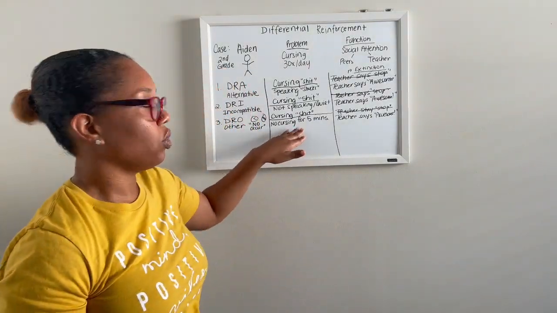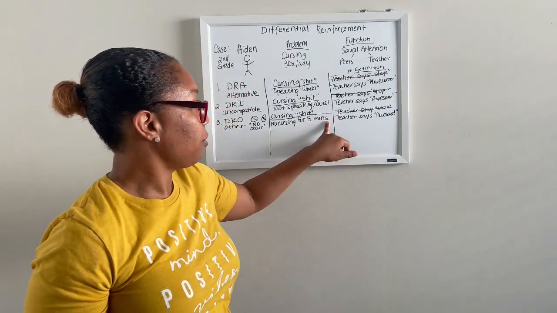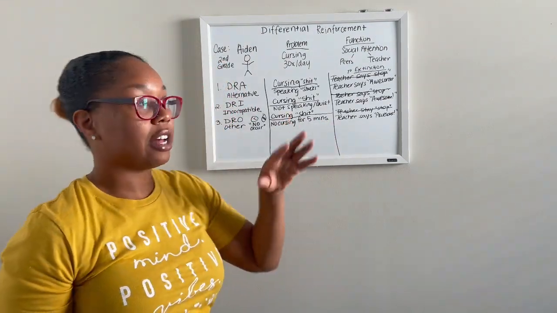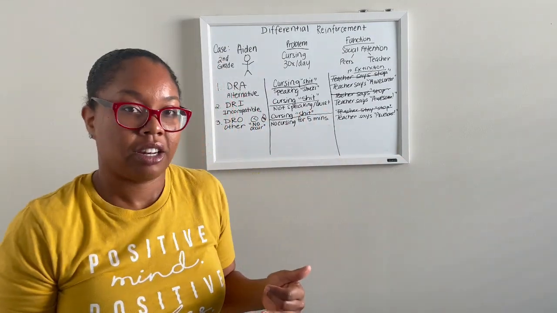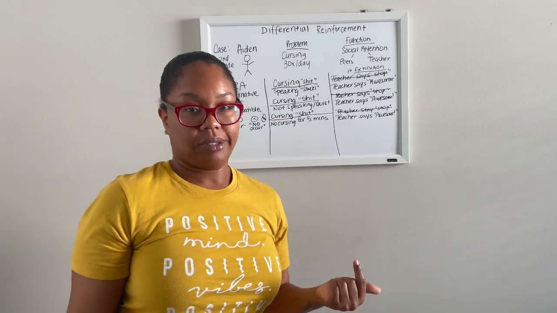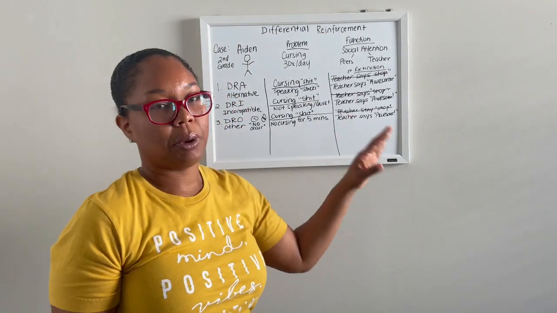But let's say we're doing it for the full interval, the full 5 minutes, right? So no cursing for 5 minutes. If Aiden is at 2 minutes and 30 seconds and he says shit, that interval restarts. Okay, so that's what makes this a little bit more particular.